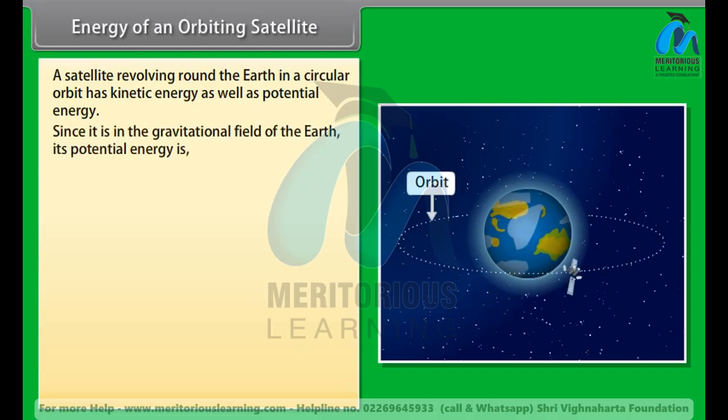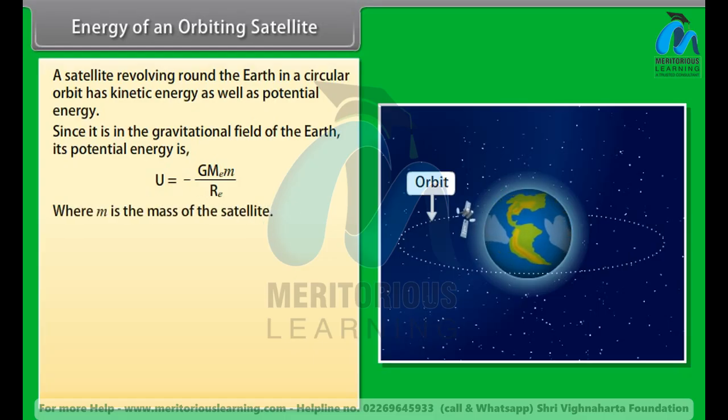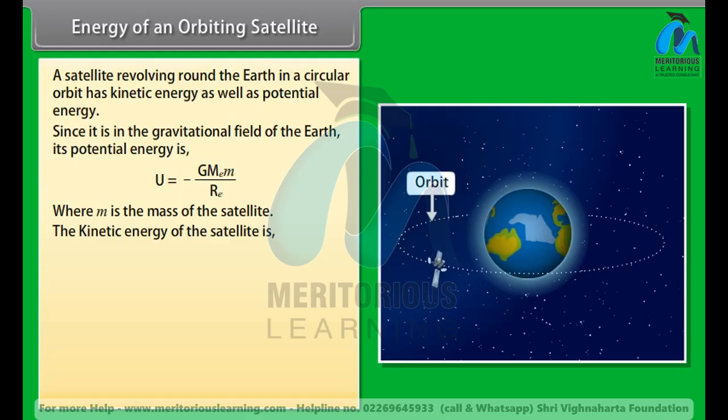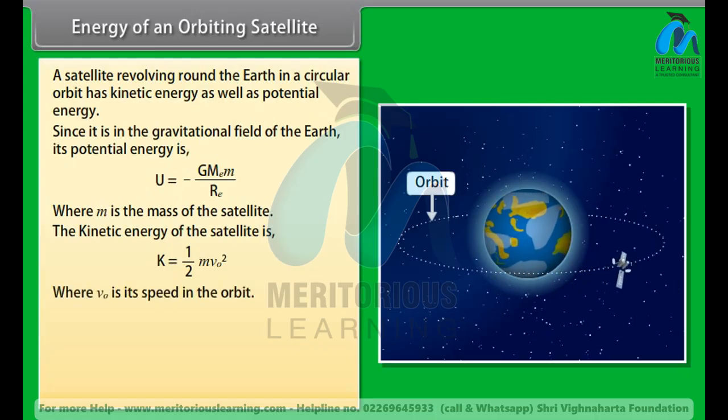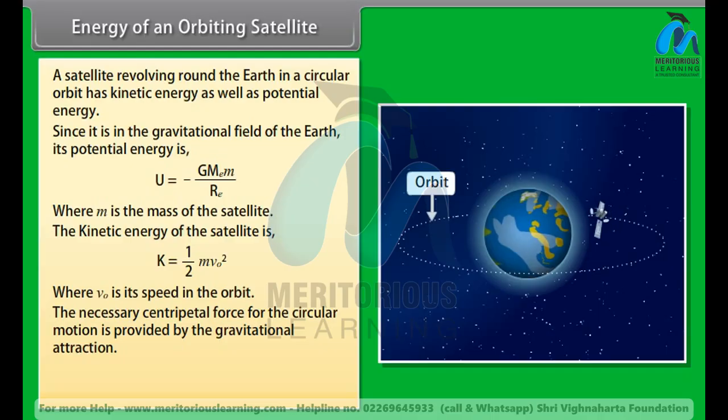Since it is in the gravitational field of the Earth, its potential energy is U equals minus G M_E M divided by R_E, where M is the mass of the satellite. The kinetic energy of the satellite is K equals half m v naught squared, where v naught is its speed in the orbit. The necessary centripetal force for the circular motion is provided by the gravitational attraction.